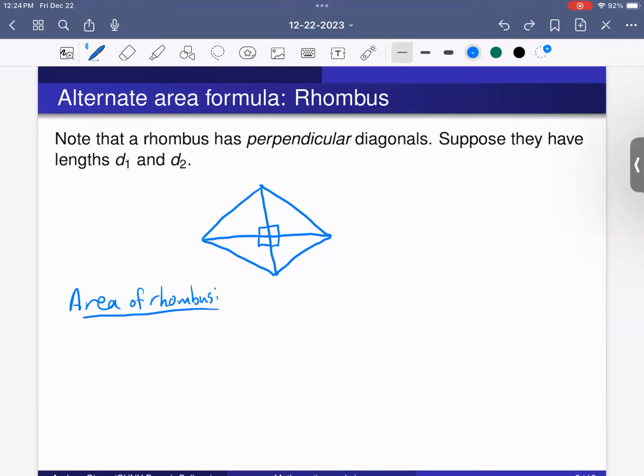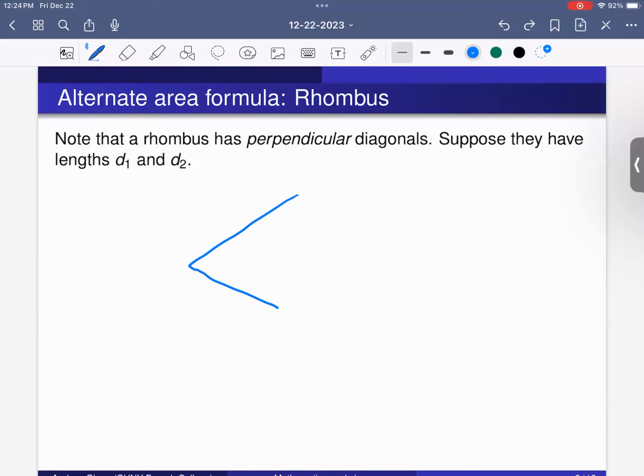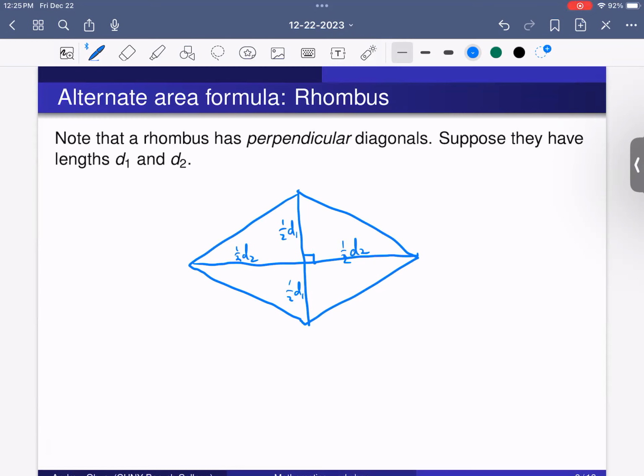Let me draw this picture a little better. So let's say if I have a big rhombus, just so we have a little more space. I have a rhombus, and I draw these two diagonals. They meet at right angles. So this is a right angle here. And if the diagonals are d1 and d2, this here is 1/2 d1, and this is 1/2 d1, and this is 1/2 d2, and this is 1/2 d2. Okay? And so what do I get?